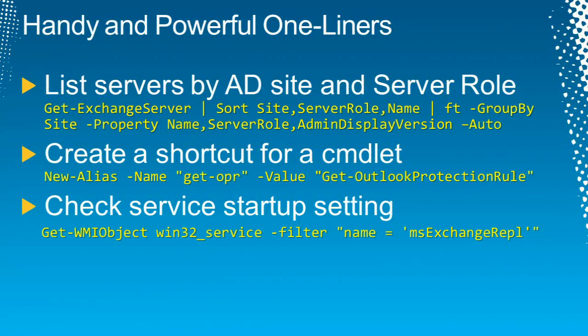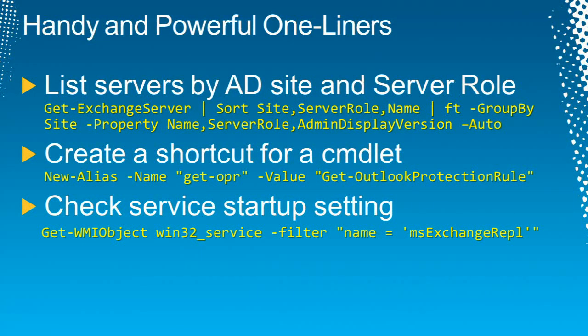Now, another thing, you might want to check and figure out what is the service startup setting for some of your services. Like, for instance, one of the most important services in a high availability environment is the Microsoft Exchange Replication Service, or MSExchangeRepl. If that service isn't running, I don't get automatic recovery in my database availability group. It won't do anything. It won't ship logs. It won't seed. It won't give me health and status. And it won't give me that automatic failover. So I need to make sure that service is always running.